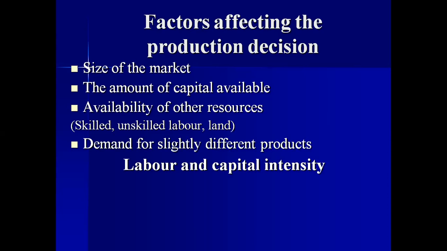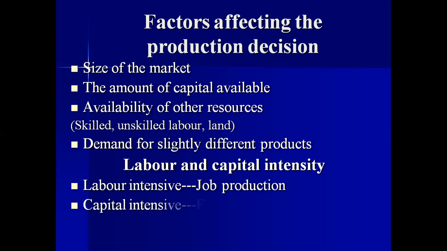You know, job production is labor intensive, flow production is capital intensive. You define labor intensive as a method of production where more labor is used and less capital is used. You have to use both of the words, more labor and less machinery, for labor intensive. And for capital intensive, you say more capital and less labor, to produce goods and services. So labor intensive is for job production, and capital intensive is flow production. You know about it.